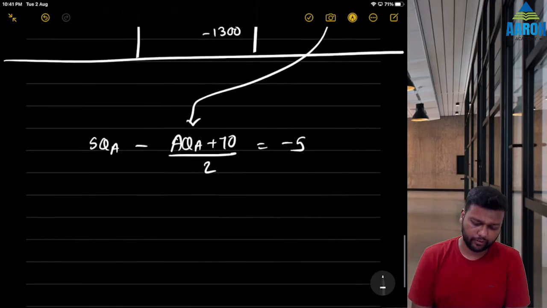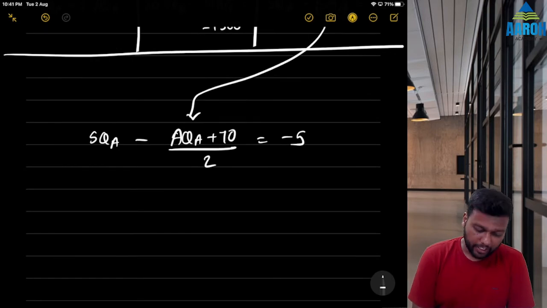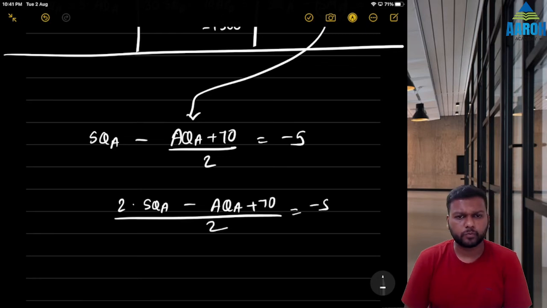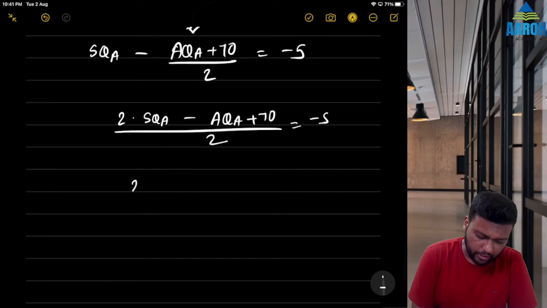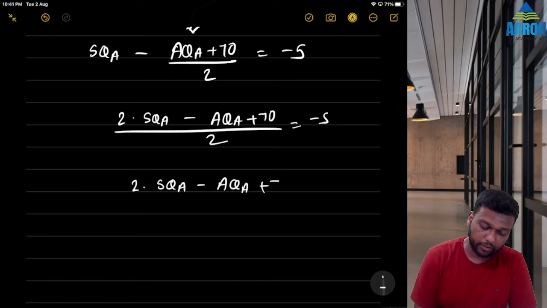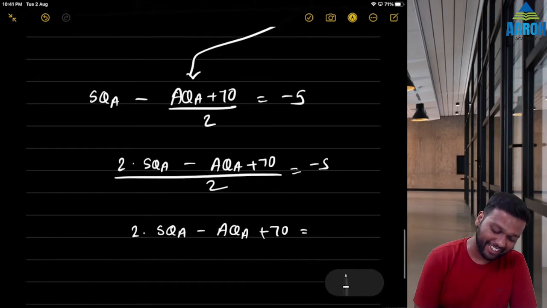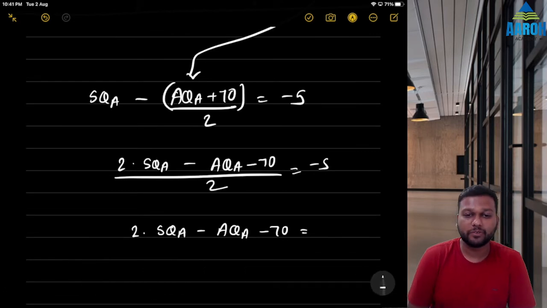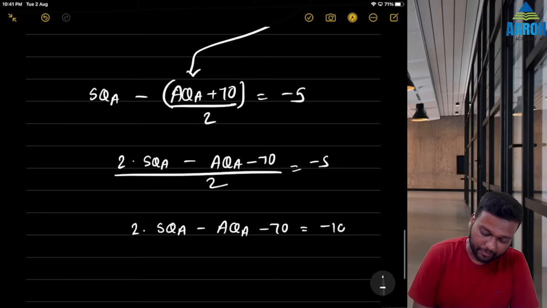Concentrate carefully. Can I write it as, let's multiply this 2 here. 2 into SQ of A minus AQ of A plus 70 whole divided by 2 is equal to minus 5. Let's take that 2 to the right hand side. So 2 into SQ of A minus AQ of A plus 70 is equal to, oh sorry, this will not be plus 70, I have made a mistake. This will now become minus 70 because we have opened this bracket. That will be minus 10.